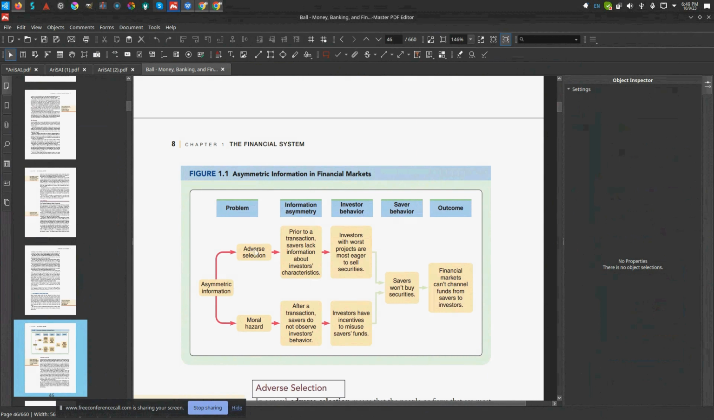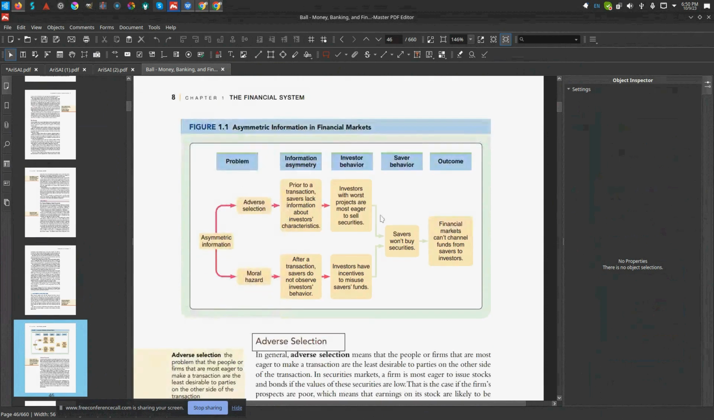Watch this on the other end. When it deals with moral hazards, the information asymmetry is after a transaction. Savers do not observe the investor's behavior. What does that do for the investor's behavior? Investors have incentives to misuse savers' funds. And then the savers' behavior is what? Savers won't buy securities, and the outcome, financial markets can't channel funds from savers to investors. What have you noticed in this first figure? Well, the saver's behavior and outcome, no matter whether it's adverse selection or moral hazards, the saver's behavior is the same and the outcome is the same.